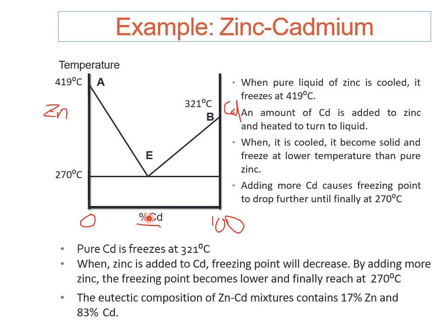So cadmium will freeze at 321, while zinc will freeze at 419. And then when the temperature drops, they will melt together to produce the lowest temperature, which is 270. So that's the point where they reach 270, and this point is known as the eutectic point. So the eutectic point is the lowest point at which it can melt.